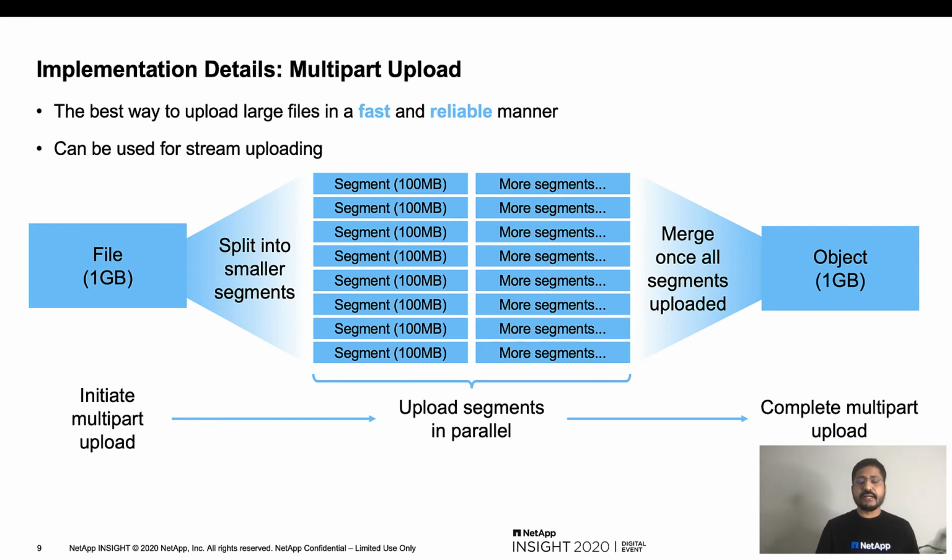So, the implementation details of the multipart upload. As I told you, the best way to upload large files in a fast and reliable manner is through multipart, so it can be used for stream uploading. For example, I have a 1 gigabyte file split into smaller chunks. If I select my chunk size as 100 MB, it splits into 100 meg chunks and sends them to the storage grid.